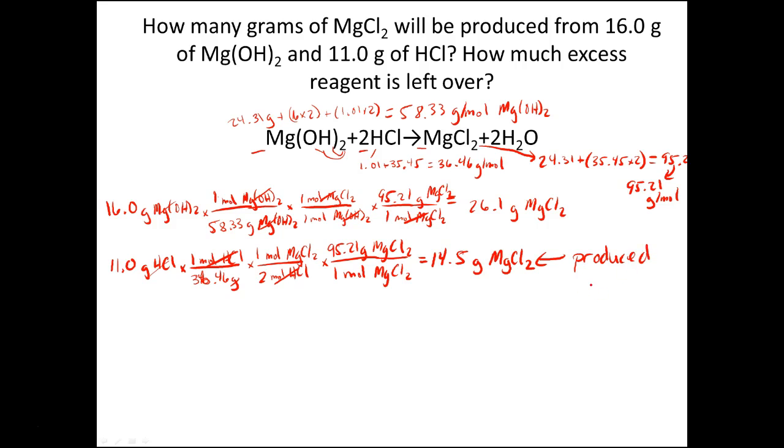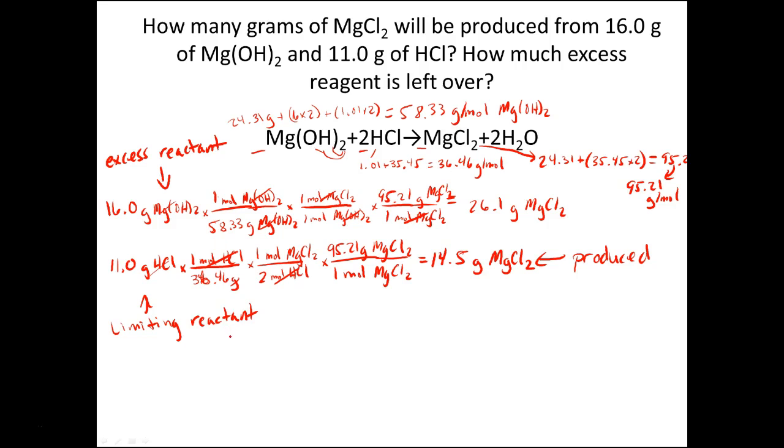Okay, and if we wanted to answer a different question, that would mean this is what we call our limiting reactant or limiting reagent. And this guy up here, our magnesium hydroxide, this would be our excess reactant.